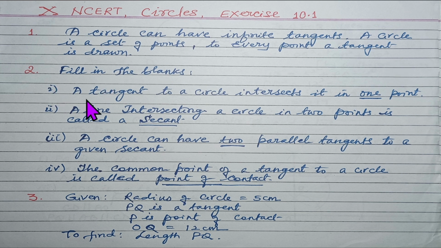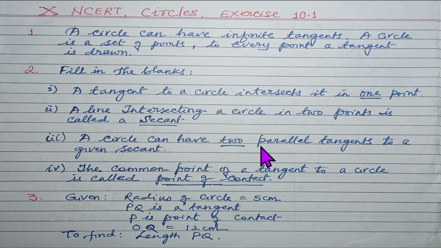The second question asked here is fill in the blanks. A tangent to a circle intersects it in only one point. Therefore the correct answer will be only 1 point. A line intersecting a circle in 2 points is called a secant, and definitely correct because the secant cuts a circle in 2 distinct points.